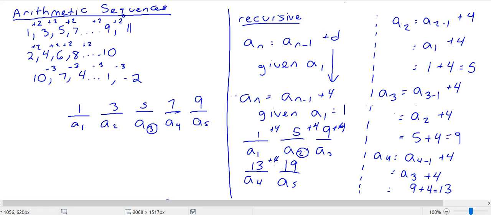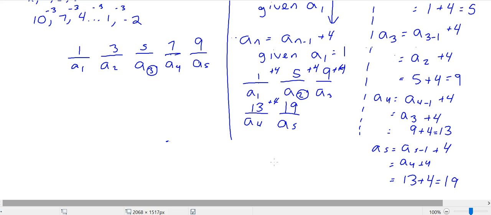And we could continue going by just adding 4. The problem with using an arithmetic sequence is, let's say you wanted to find a sub 20, the 20th term in the sequence. You would have to use a sub 5 to solve for a sub 6, then use a sub 6 to solve for a sub 7. There's no way to easily jump to the 20th term. You have to find each term before the 20th term in order to find the 20th term.